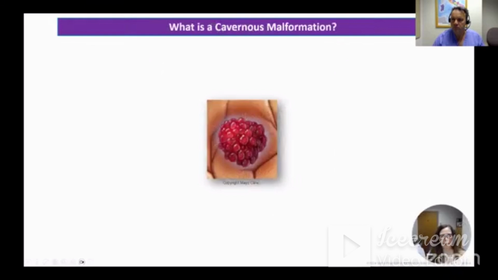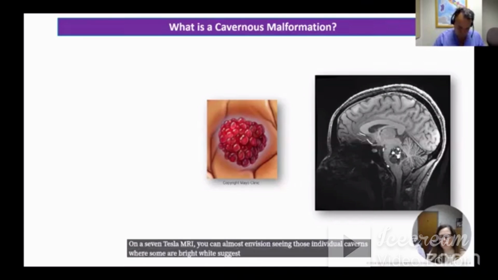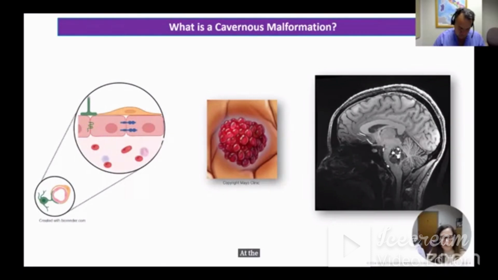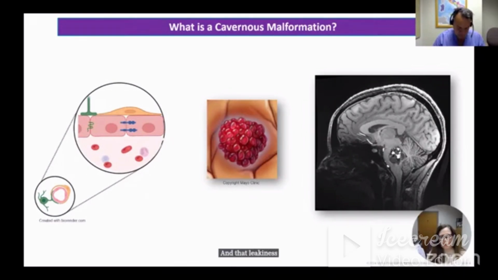Let's just start with what is a cavernous malformation. A cavernous malformation is composed of multiple endothelial lined caverns, and these are at the level of the capillaries. On a 7 Tesla MRI, you can almost envision seeing those individual caverns, where some are bright white, suggesting subacute blood or thrombosis within a cavern, and others are isodense. At the microscopic level, it's the tight junctions that are dysfunctional and the leakiness of the endothelium. And that leakiness can sometimes lead to symptoms.